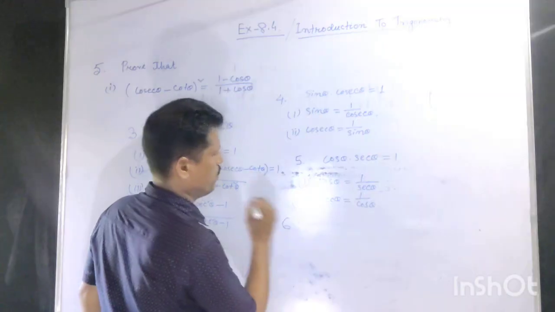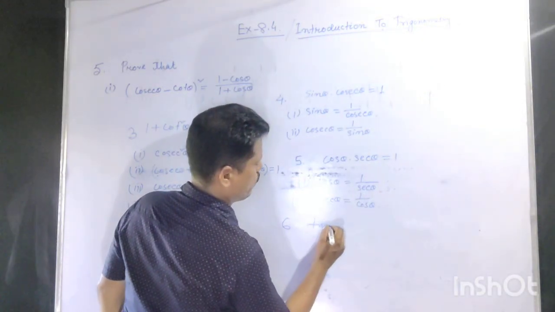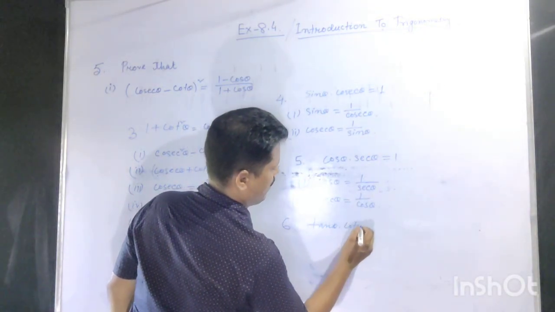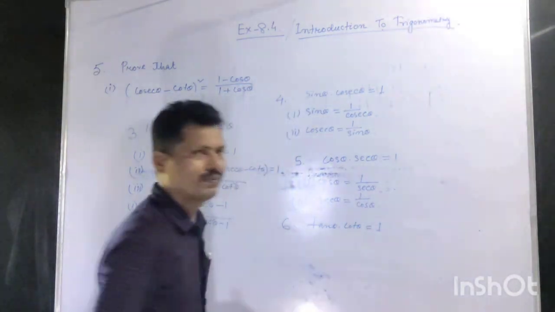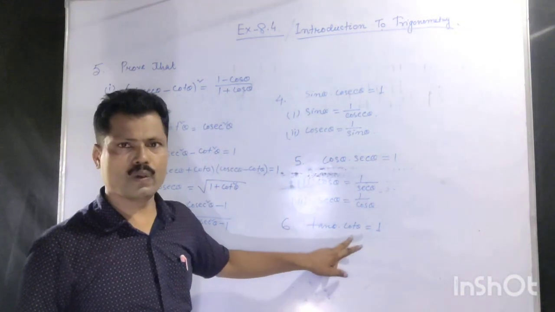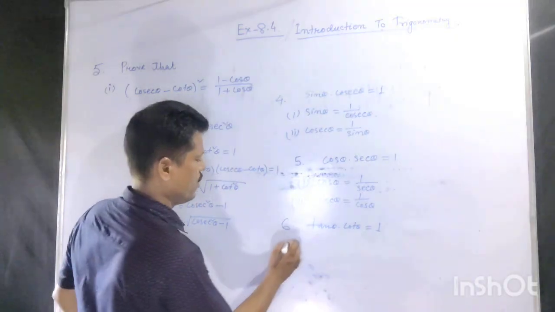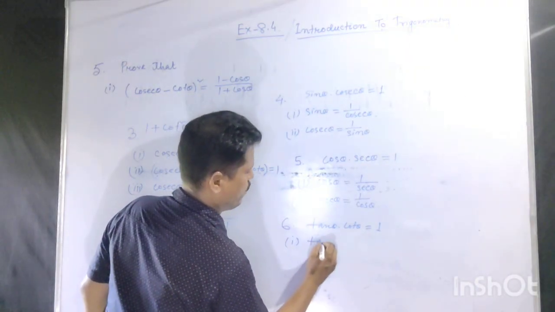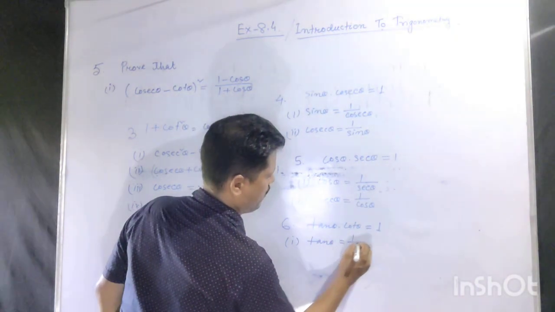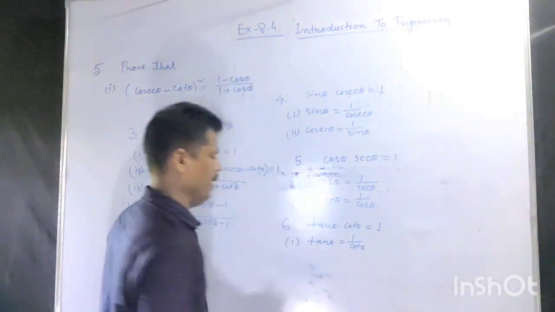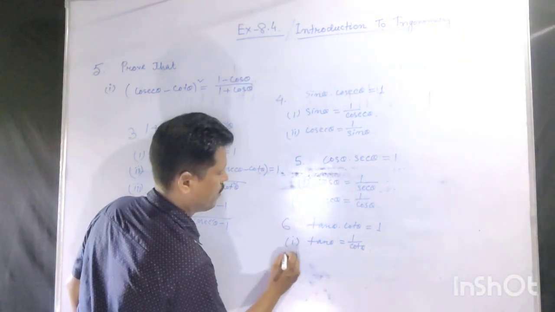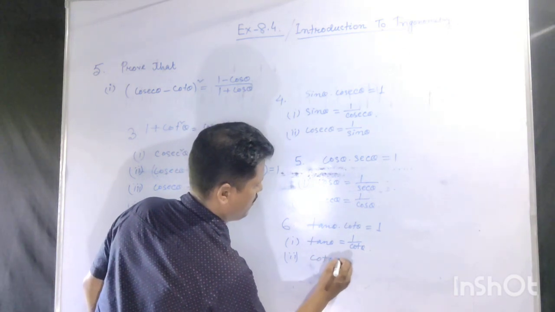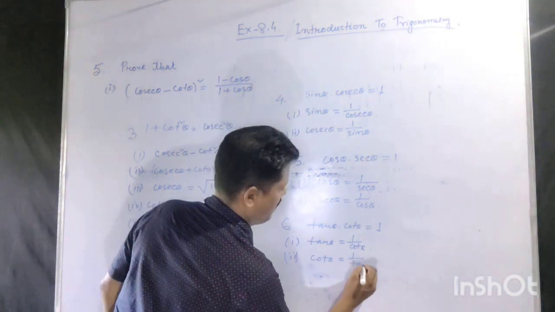And another one, tan theta into cot theta is equal to 1. So here tan theta we can write is equal to 1 by cot theta, and cot theta is equal to 1 by tan theta.